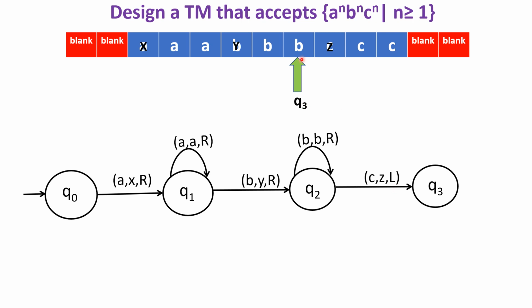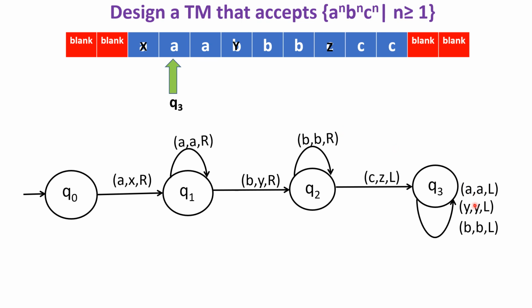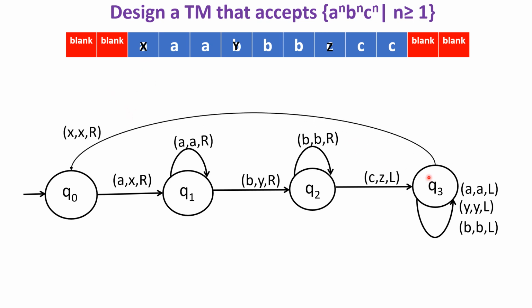So now you can see here at Q3, on B, keep B as it is, move towards the left, staying in the same state. Keep Y as it is, in the same state Q3, move towards the left. Keep A as it is, move towards the left until we come across X. Once we come across X, keep X as it is, move to the right and reset the state to Q0. This completes one cycle.